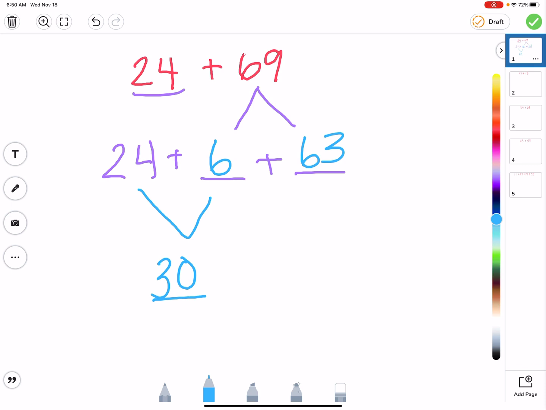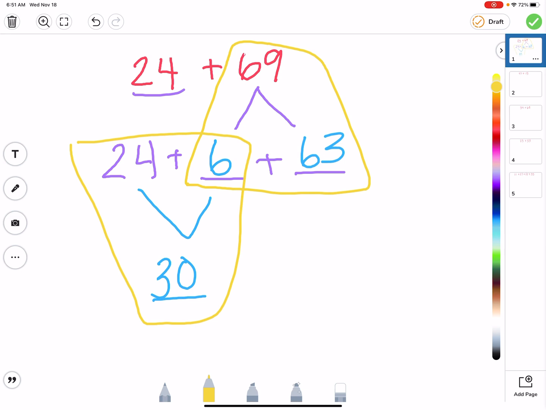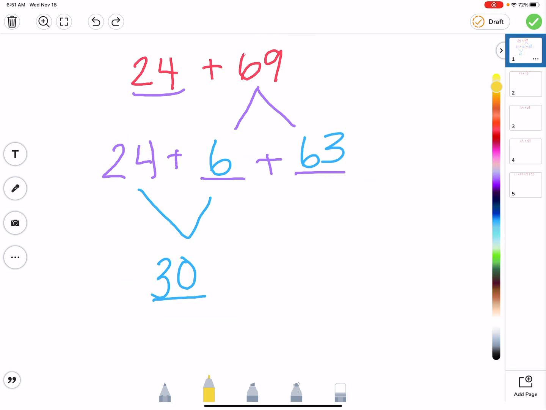Okay, so I just put together 2 different fact families, right? I put together this one. Oh, let me go a little different color. This is one of my fact families, and this is the other one of my fact families, right? So do you see how 6 is part of both of them? That's kind of fun. Okay, but basically we took 69 apart into 6 plus 63. And then we took out the 6 because it was going to make 24 go to 30, okay? Okay, so now what is left to add to 30?